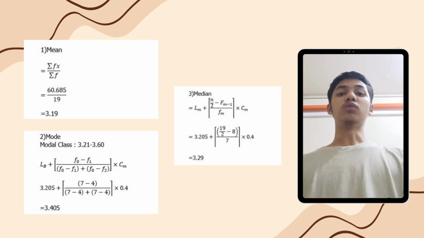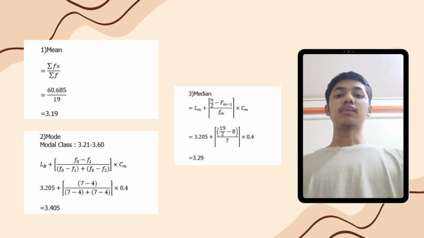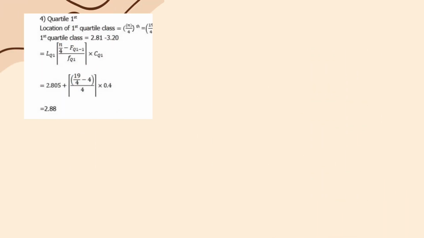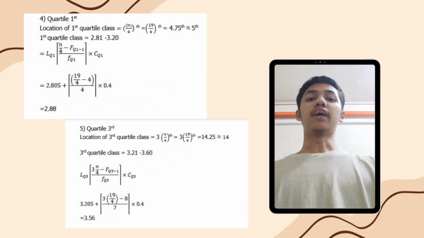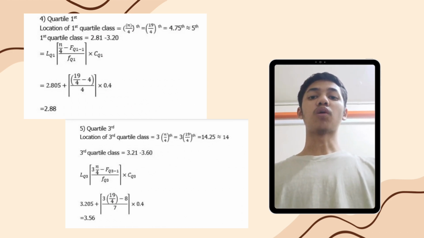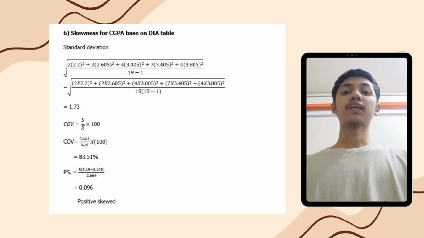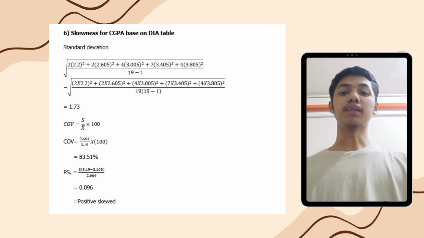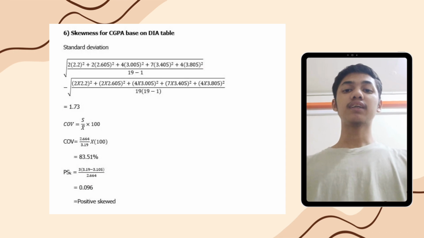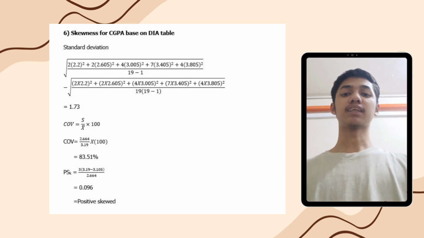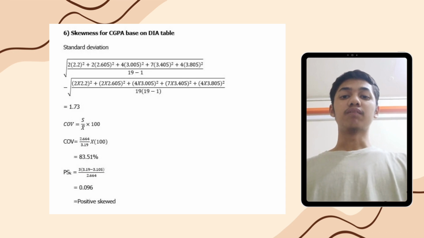On the table of DIA students, we calculate the mean. We get 3.19, and the second one is mode. We got 3.405, and the third one is median. We get 3.29. For the first quartile, we got 2.88, and for the third quartile, we got 3.56. For number 6, we calculate the skewness for CGPA based on the DIA table. For COV, we get 83.51%, and we get the skewness 0.096. That is positive skew.